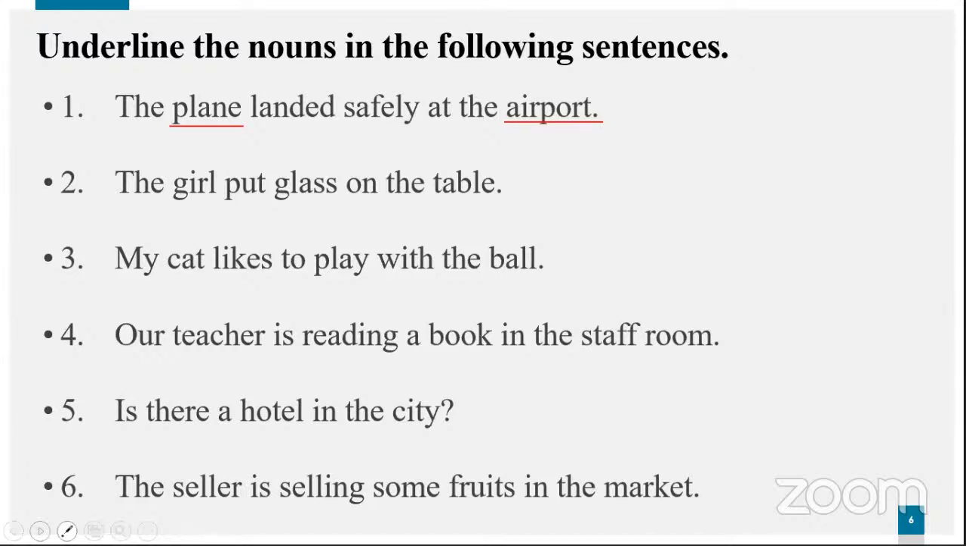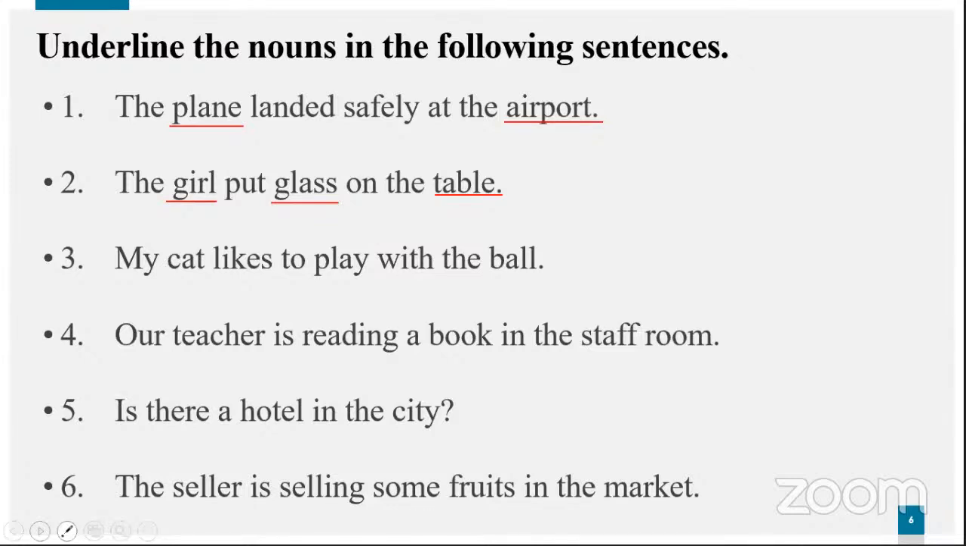And let's go to the second sentence. The girl put glass on the table. So we can see three nouns there. The first one is girl. A girl is a person, so it's a noun. And the second noun is glass. Glass is a thing. And the third noun is table. It's also a thing. There are three nouns: girl, glass, and table.